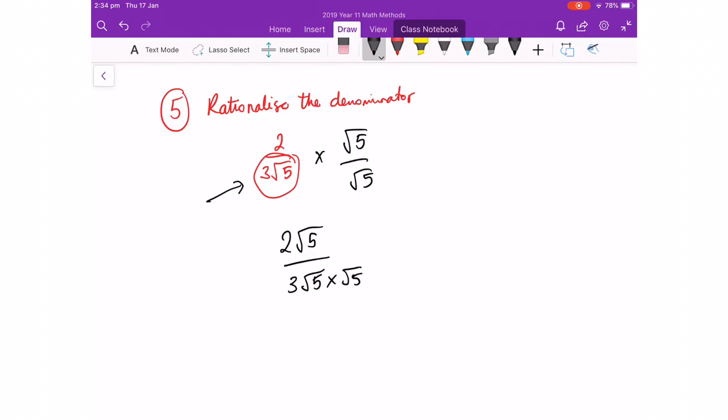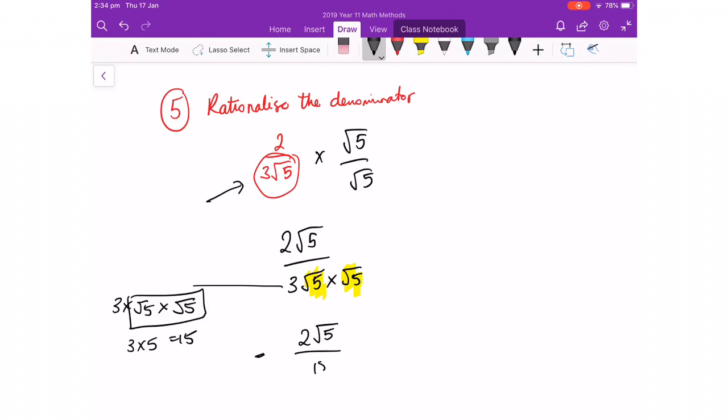And you can see I've got that same situation again that I had earlier, where I'm multiplying 2 of those. Remember that this is the same as 3 times root 5 times root 5. So that just breaks down to 3 times 5, which is 15. So that now becomes 2 root 5 over 15. This is technically the same as this, but this one here is where I've rationalized the denominator.